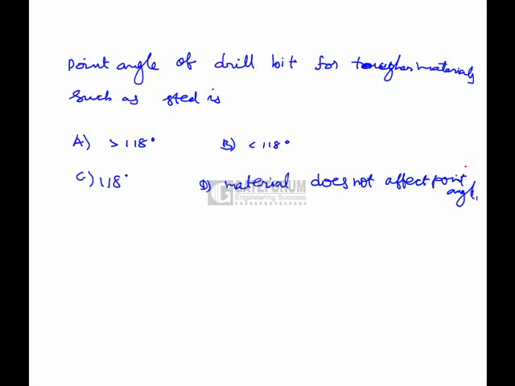The point angle of a drill bit for tougher materials such as steel is, so here, greater than 118 degrees, less than 118 degrees, equal to 180 degrees, and here material does not affect point angle. So here the option C is the right answer.